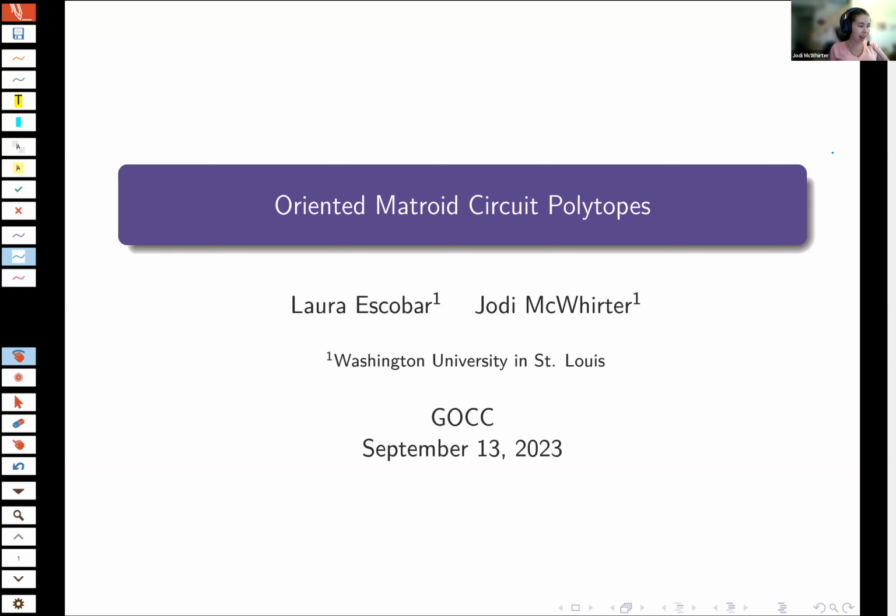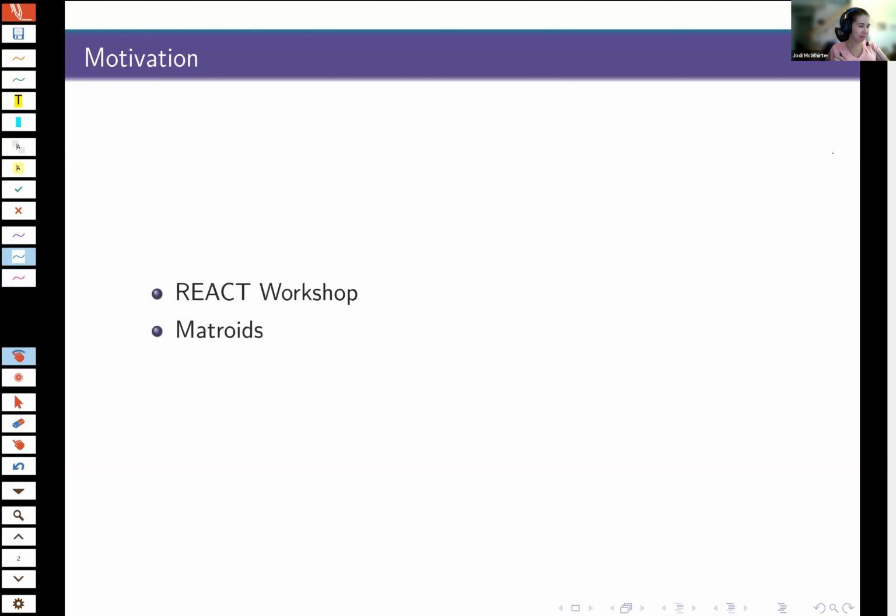And yeah, this is joint work with my advisor, Laura Escobar. And one of these days, we're going to get a preprint up on the arXiv. So stay tuned for that. But let me start off with some motivation for this project. So this came out of a workshop that I took part in back in spring of 2021 called the REACT Workshop. And this question was posed by Matthias Beck, who was one of the lecturers at that workshop.